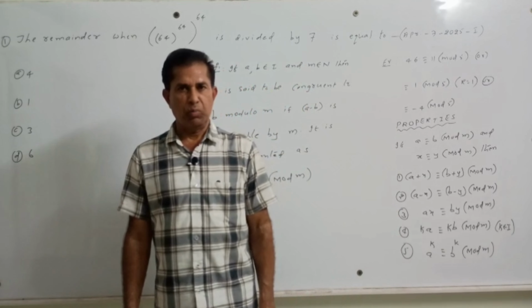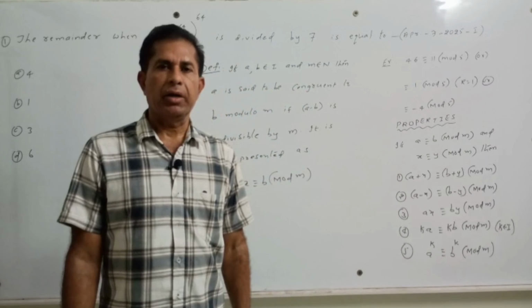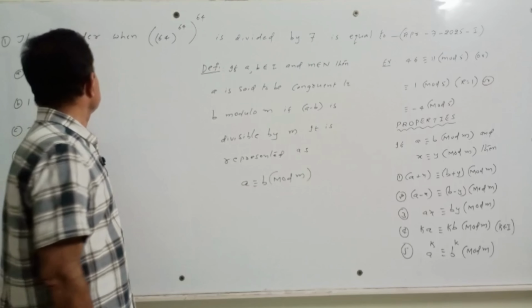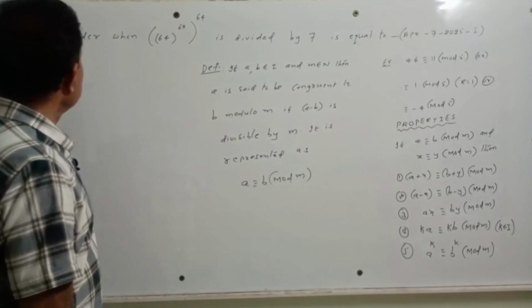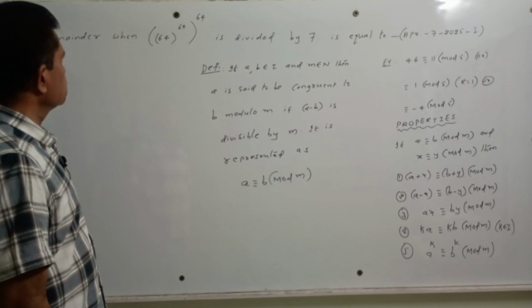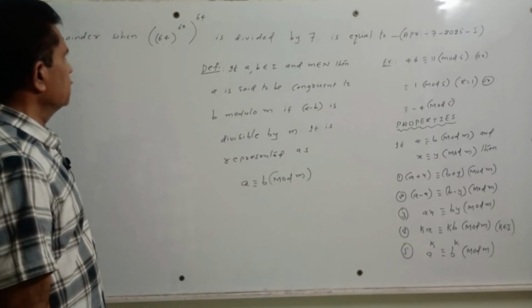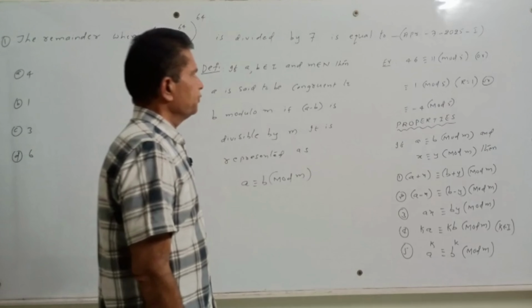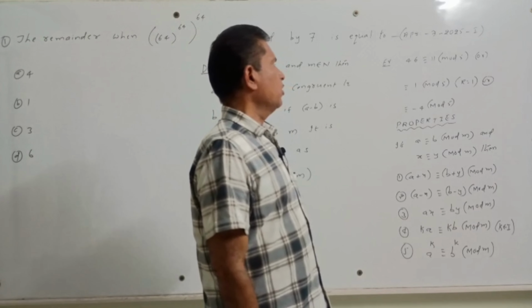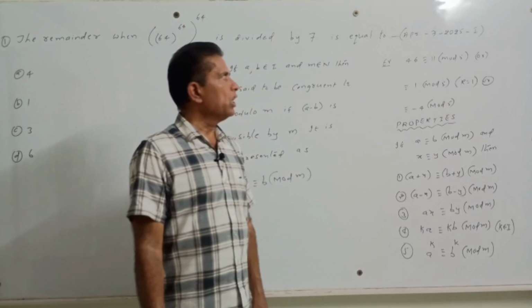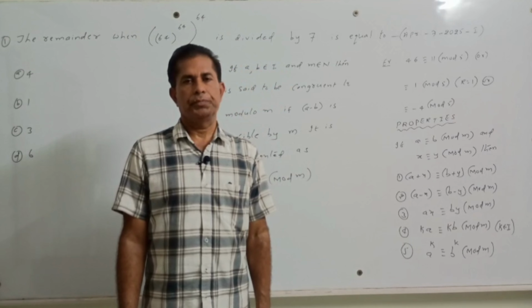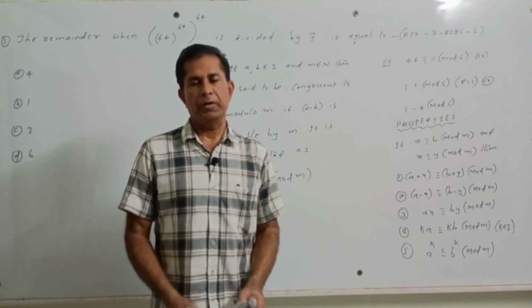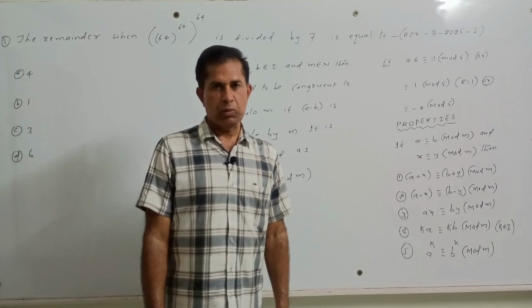Now let us take one PYQ to see how we can calculate the remainder. I will explain. The remainder when 64 power 64 is divided by 7 is equal to dash. This problem was given on April 7th, 2025, in shift 1. How can we calculate the remainder? By using congruence modulo m.